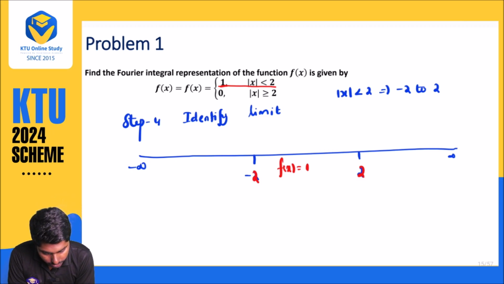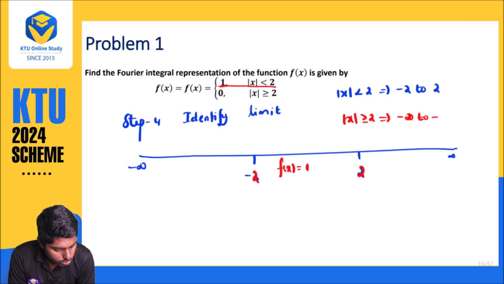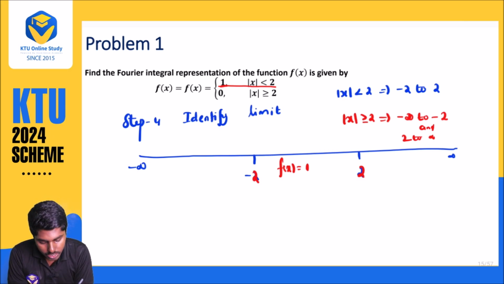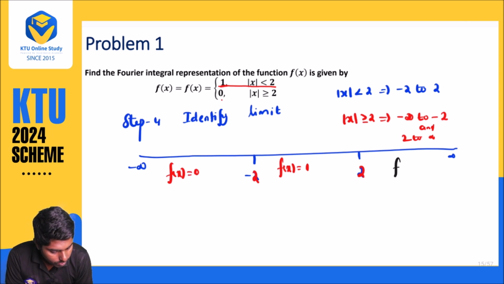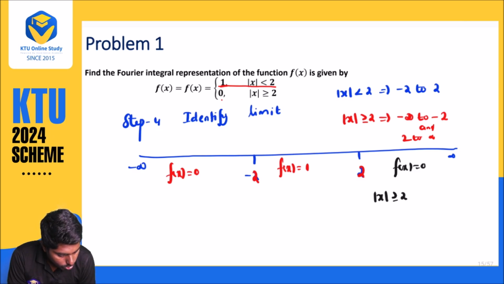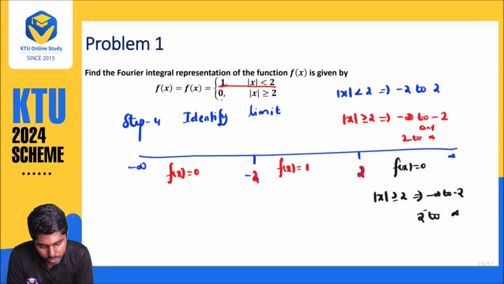Now for mod x greater than or equal to 2, that is nothing but minus infinity to minus 2 and 2 to infinity. In that area, what is our f of x? Our f of x is 0, because mod x greater than or equal to 2 means minus infinity to minus 2 and 2 to infinity. In both cases, our f of x is 0. So that is identifying the limit.